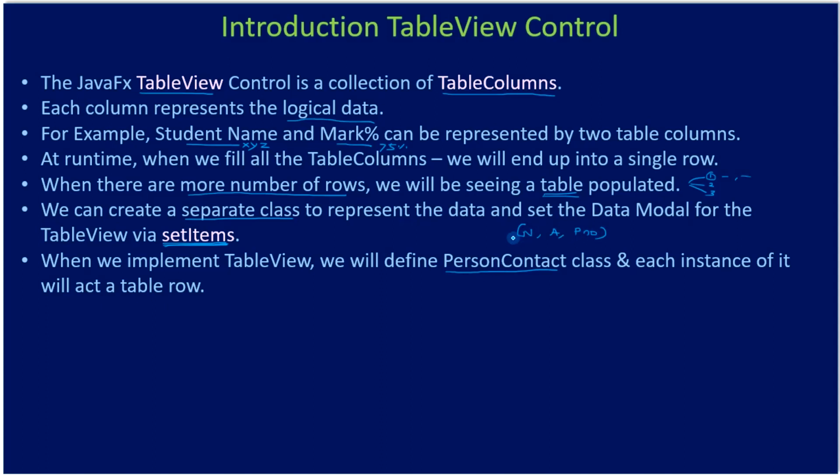So to represent that, we will create a class called PersonContact with these three fields. So once the PersonContact class is there, we can associate that to the table view using setItems. So PersonContact will act as a data model for the table view.